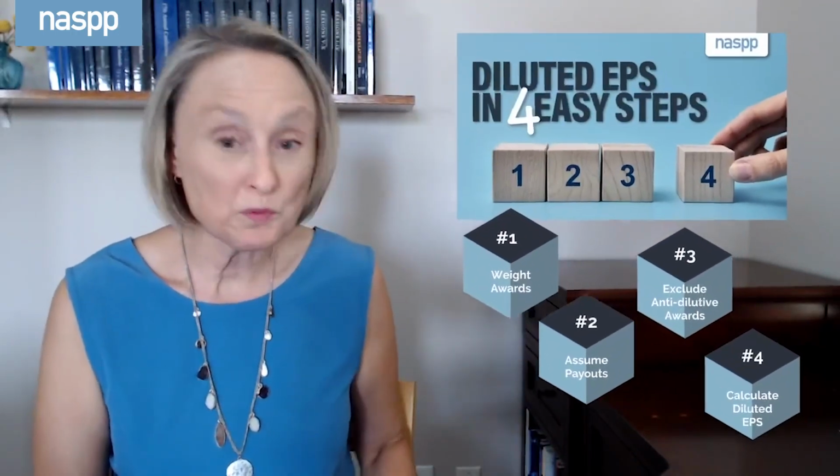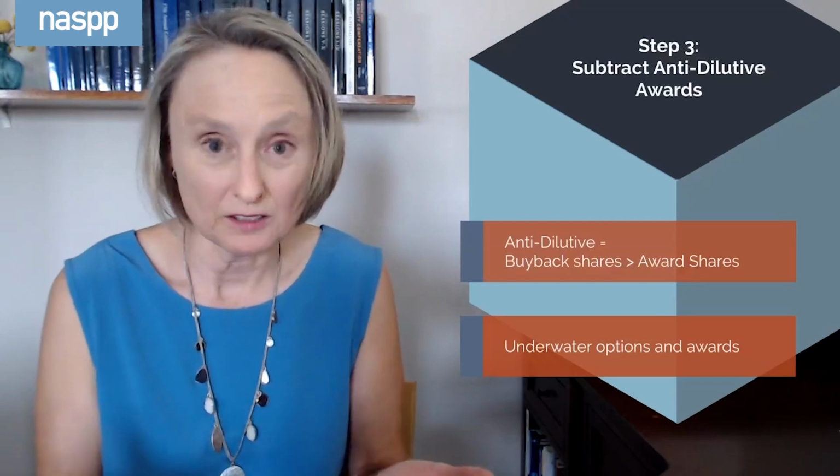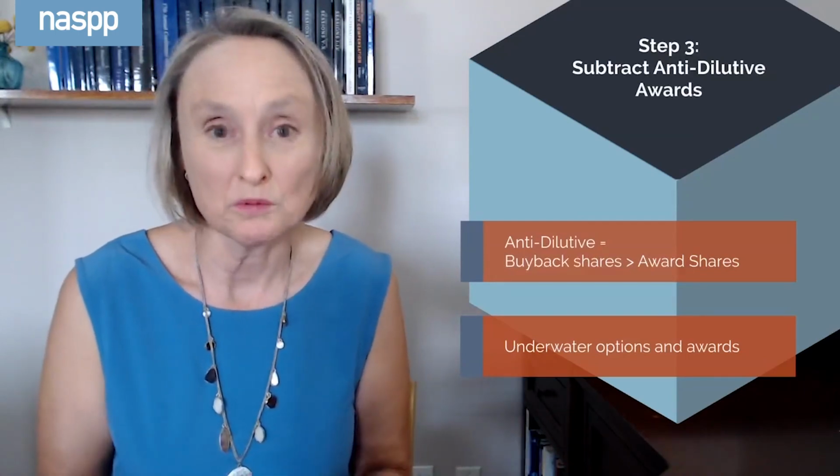In step number 3, we're going to figure out which of those equity awards are anti-dilutive. Now, an anti-dilutive award is one where the number of shares the company can buy back exceeds the number of shares in the award itself. These are typically going to be your underwater stock options and your underwater awards.